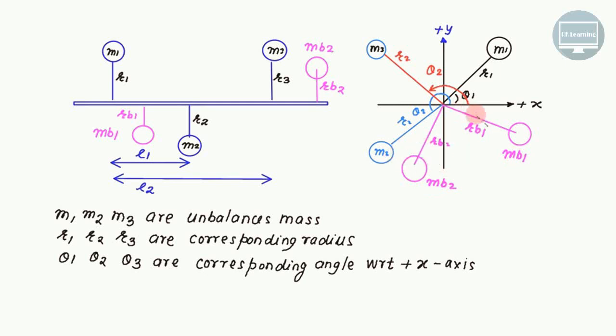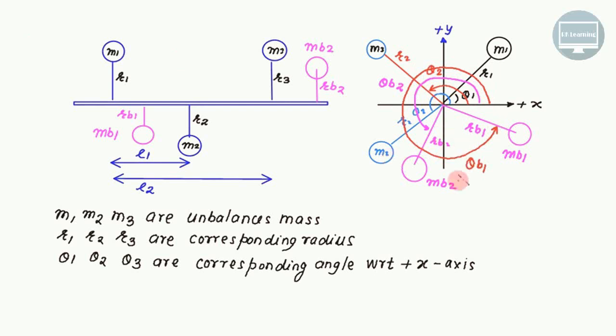Now the angle, if I start from this one and go this way, is theta B1, and theta B2. Similarly, I can show another angle, theta B2. So you can represent it like this. If I start from this one, I can show another angle, theta B.